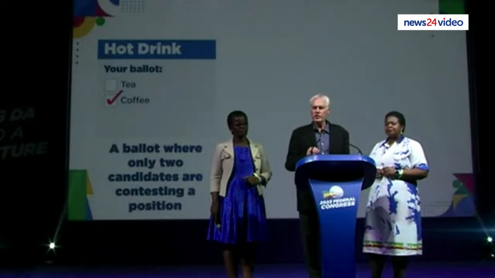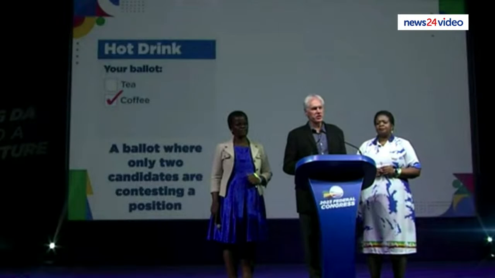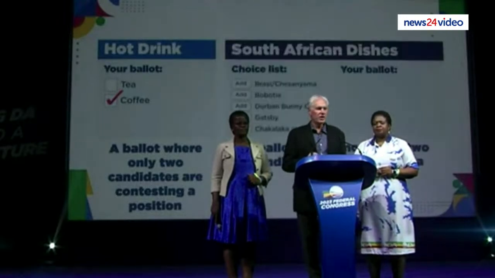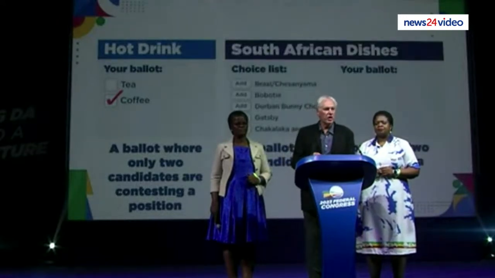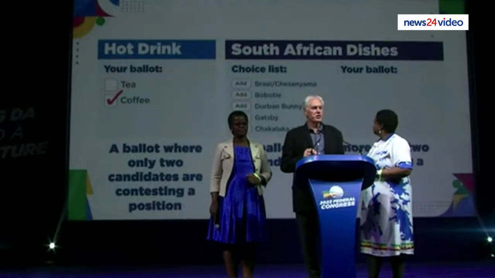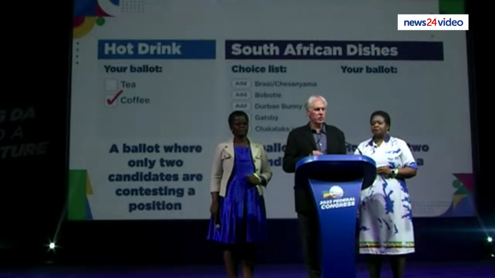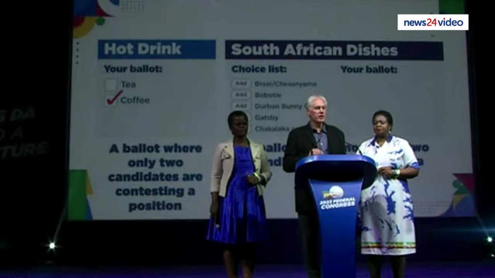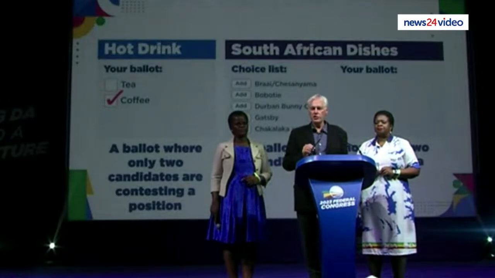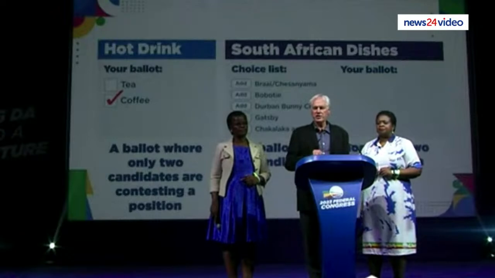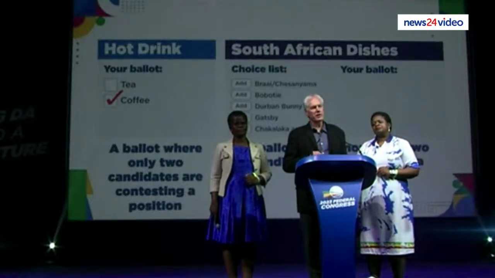A ballot where more than two candidates are contesting a position looks like this. So in contests where there are more than two candidates, you need to rank all the candidates in order, starting from the one you like the most and ending with the one you prefer the least. Okay? So you'll find your most preferred candidate in the list and you'll click on the add button next to their name to add them to the first position on your ballot.